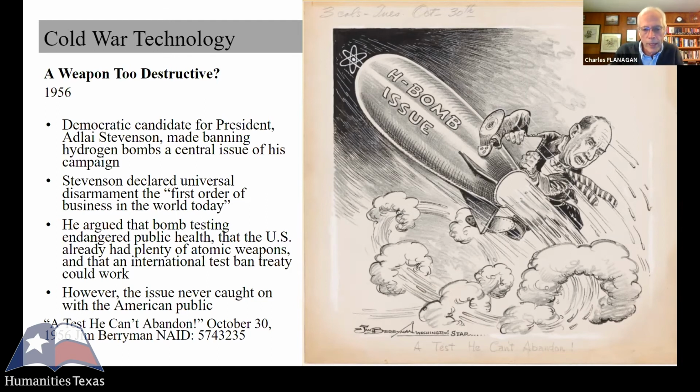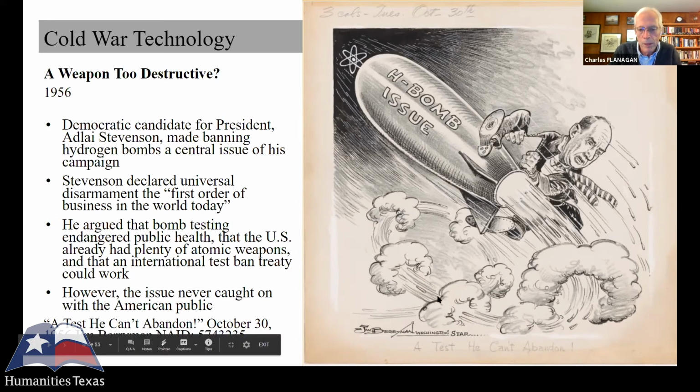He seized upon the H-bomb issue, and he declared that universal disarmament was the first order of business in the world today. He argued that we have enough bombs, and that we need to work out an international test ban treaty. But the public just wasn't interested. The ban the bomb movement will come a couple of years later. But you can see Stevenson trying to get the American public to get their minds around the idea that nuclear weapons are a great danger to the future of the planet and humanity. That cartoon, with its crazy bomb path, looks like Slim Pickens at the end of Dr. Strangelove, if you've ever seen that film. Really gives you a dramatic sense.